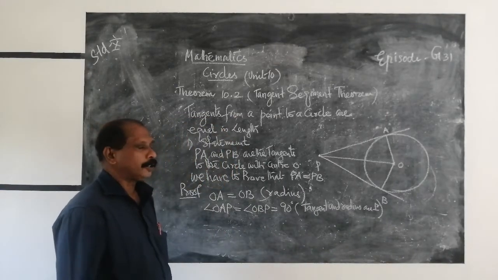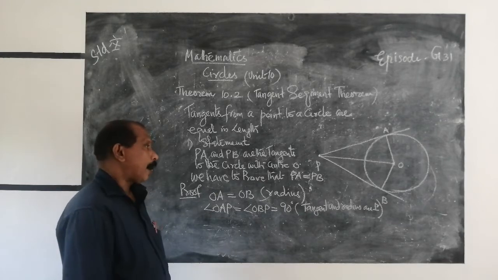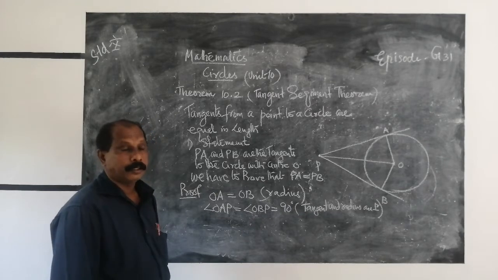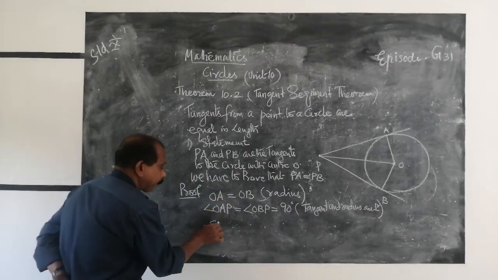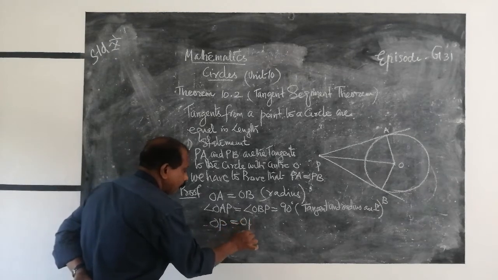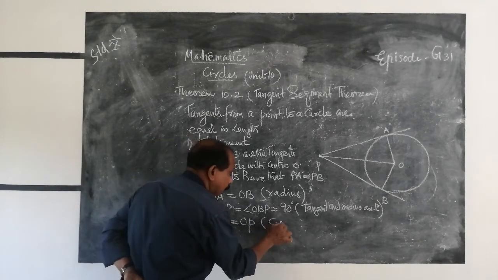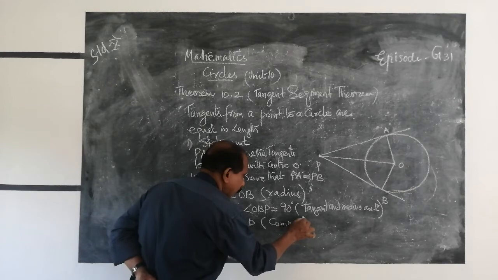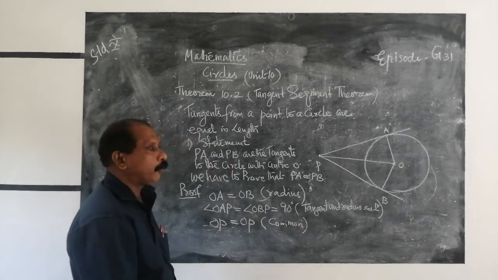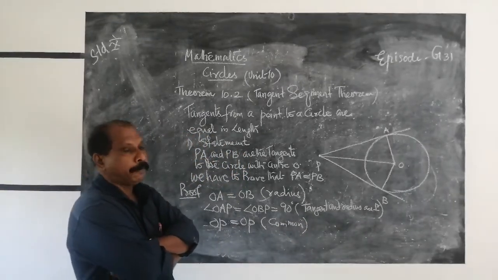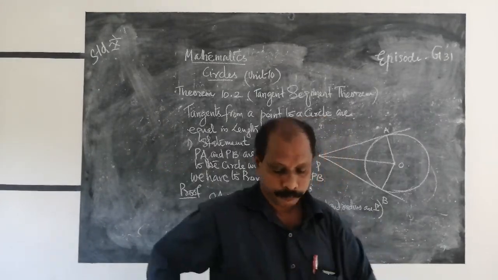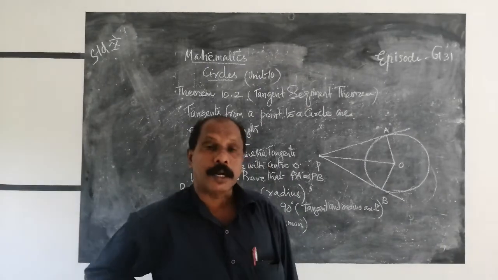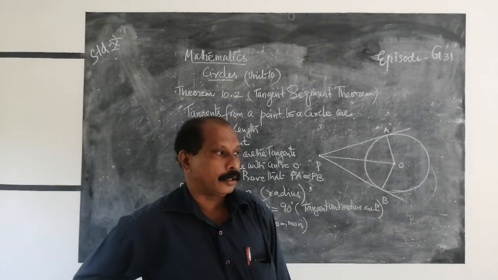OA is equal to OB, that is one side. Angle A and angle B are equal to 90 degrees. That is given. Therefore, we get right angle triangles. OP is equal to OP. What is the reason? Common side. Therefore, OAP is a right angle triangle at A, and OBP is also a right angle triangle at B.